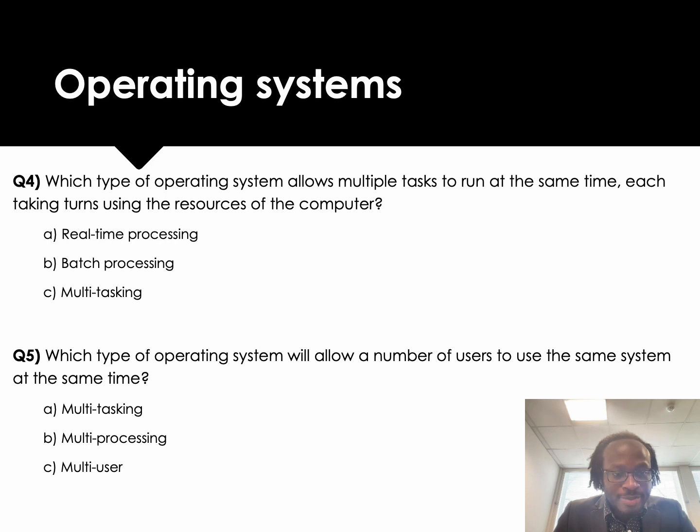Question 5. Which type of operating system will allow a number of users to use the same system at the same time? A. Multitasking. B. Multiprocessing. C. Multi-user.